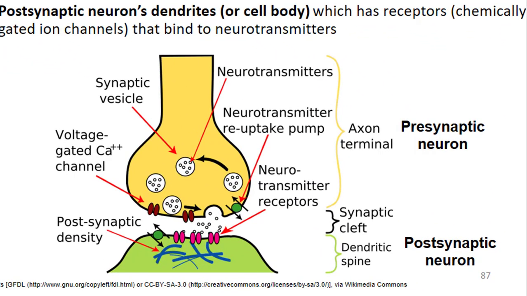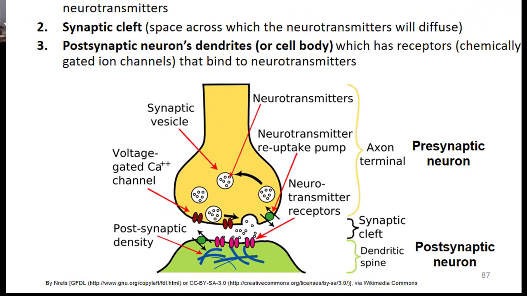So in the picture here, we can see the axon terminal of our presynaptic neuron, and you can see the bubble-like structures in the axon terminal that contain the neurotransmitter. We see a space called the synaptic cleft, and then in green, we see our postsynaptic neuron. This is likely going to be the dendrites or possibly the cell body of our postsynaptic neuron. And notice that it contains receptors for the neurotransmitter.